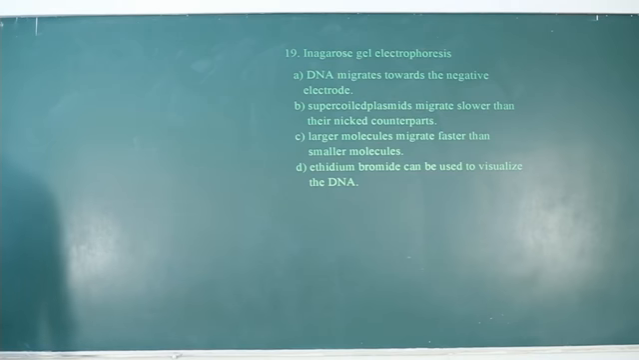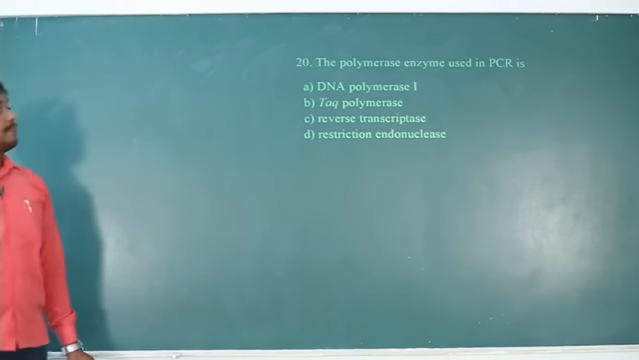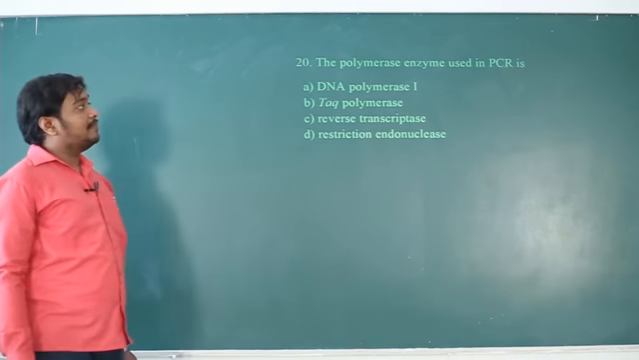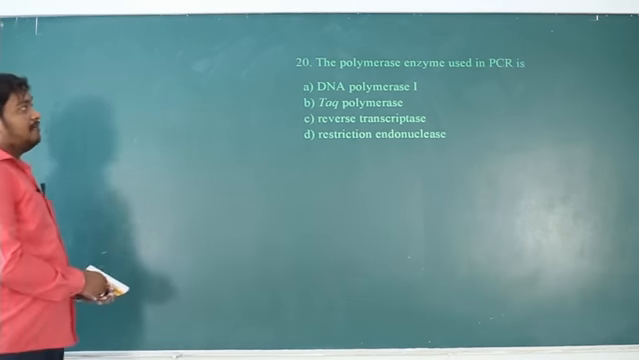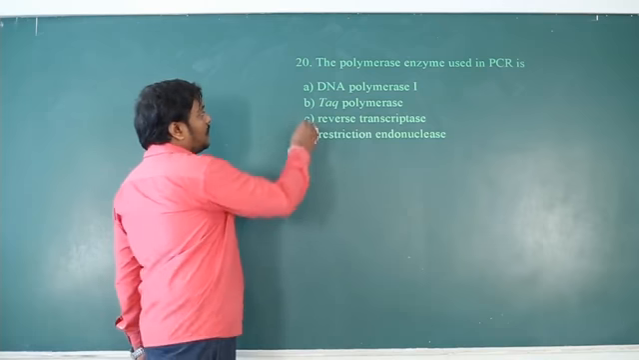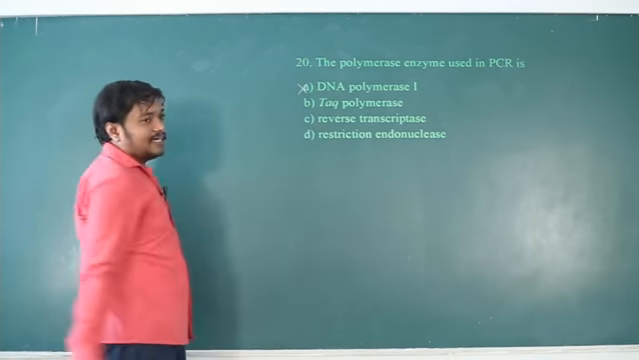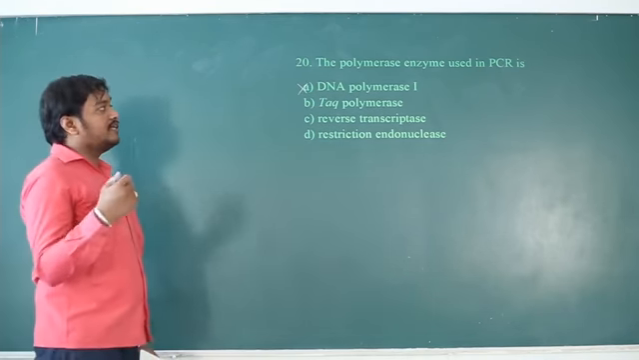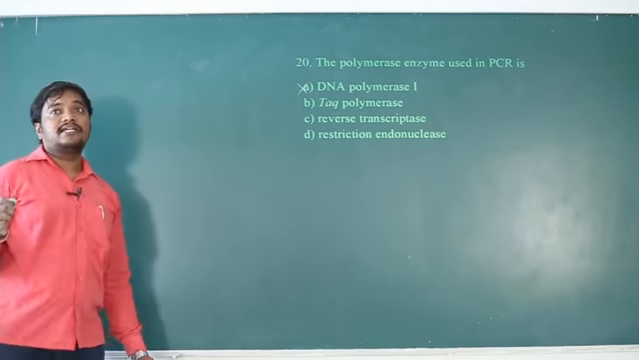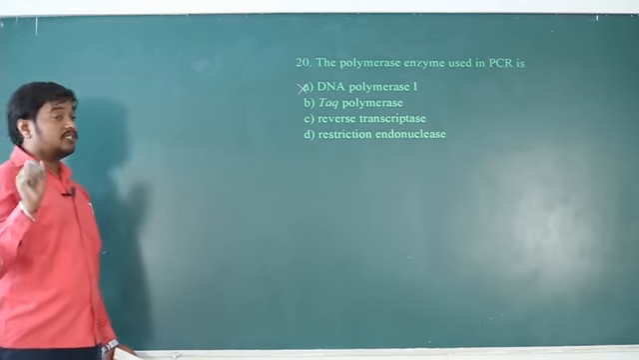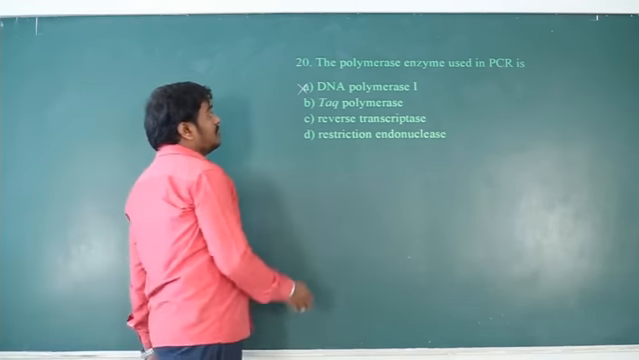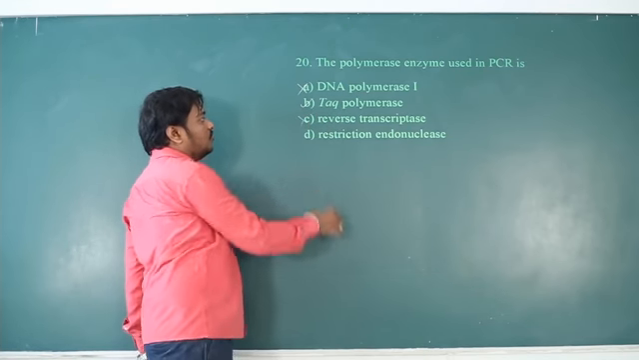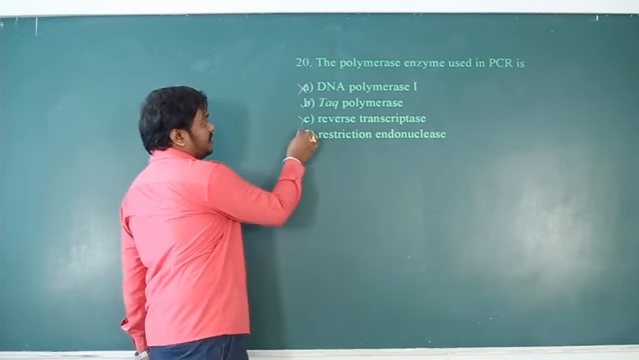So next question. The DNA polymerase enzyme used in PCR is the DNA polymerase 1? No, because in PCR it should tolerate high temperature up to 94 degrees centigrade, because in denaturation we are going to heat up the DNA up to 94 degrees centigrade. The enzyme must have the strength to tolerate that. So it can tolerate the Taq polymerase. The reverse transcriptase, no, and restriction endonuclease, no.